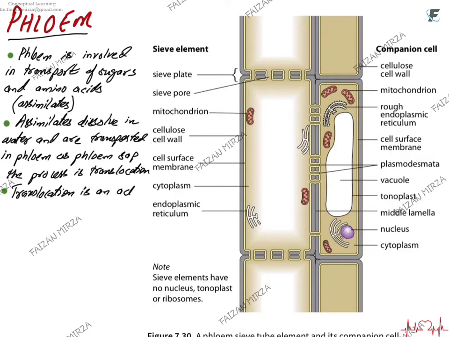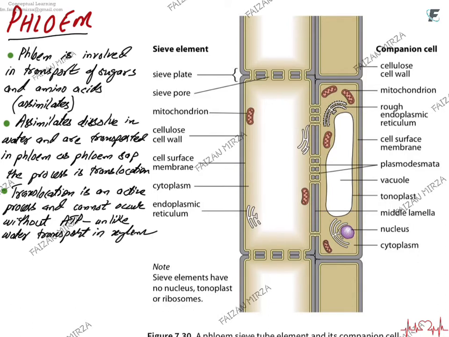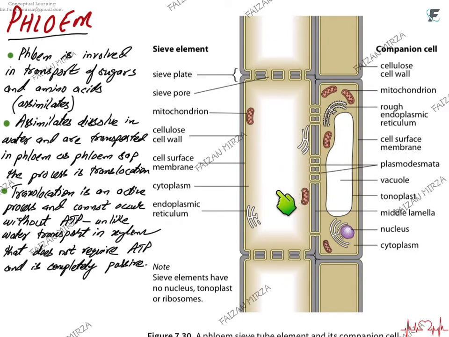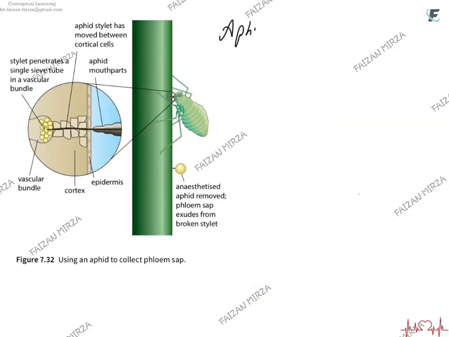Translocation is an active process. Unlike the movement of water in xylem, which is primarily passive, the water transport is not governed by ATP at all, or not to a large extent. In xylem, there is no ATP involved. But in translocation, ATP is involved. Without the energy from ATP, translocation cannot occur, which means this phloem sieve element cannot transport the assimilates without the use of ATP.